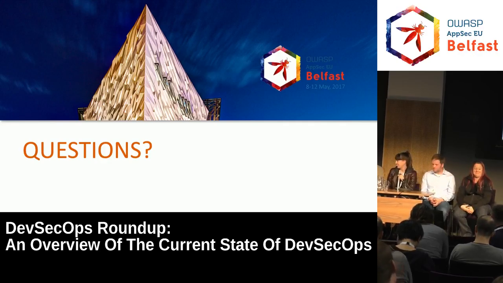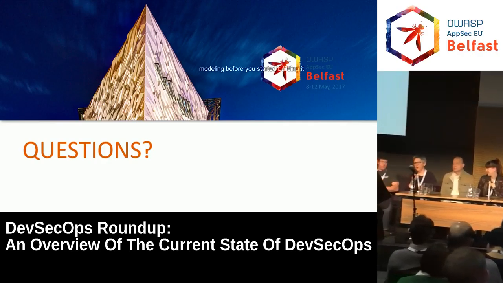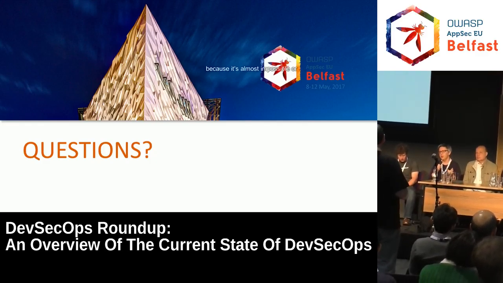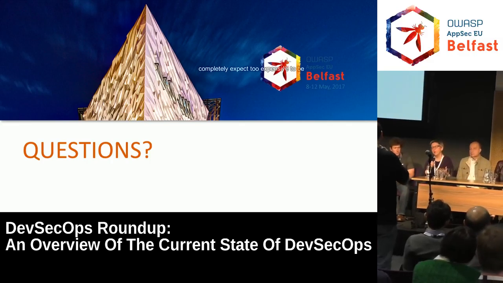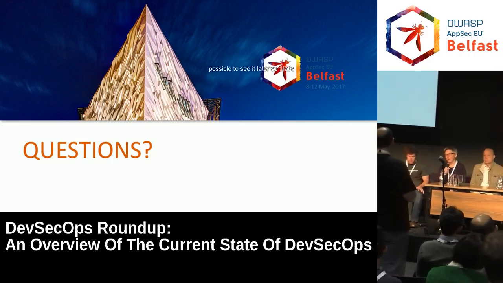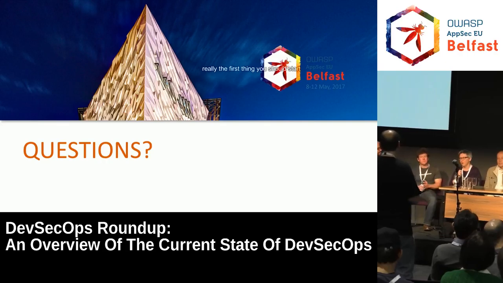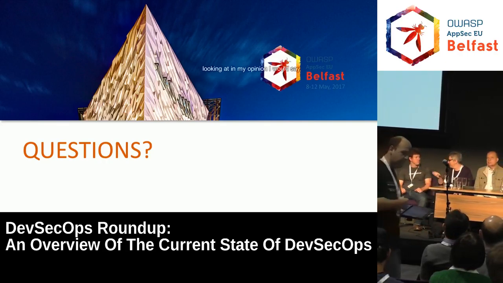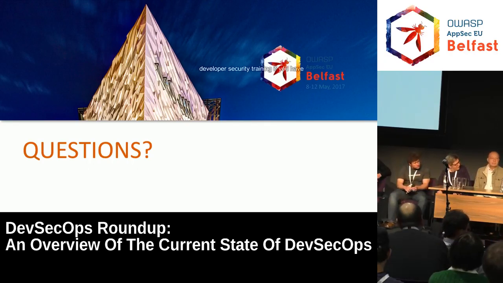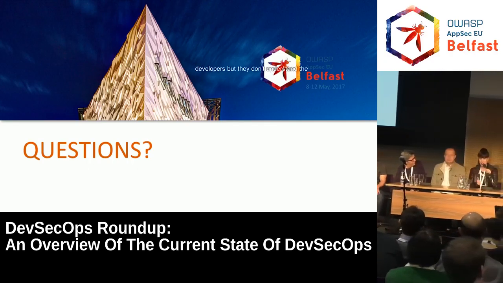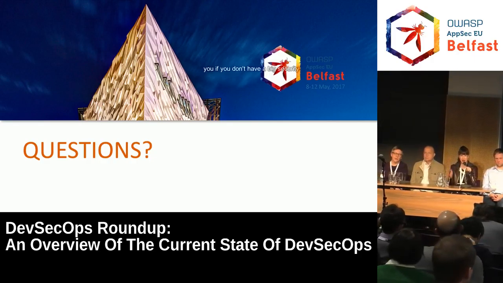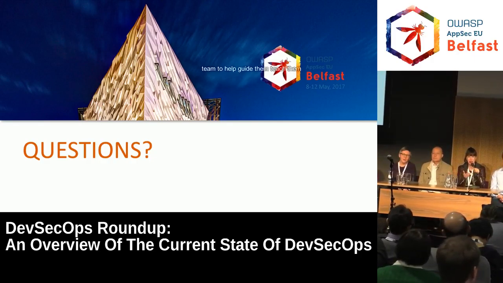Can I first of all plug threat modeling? Before you start building it, you need to think about design aspects, because it's almost impossible, or too expensive, to fix later. So that should be the first thing you look at, in my opinion. I would say developer security training. If you have a bunch of developers who are awesome developers but don't understand the security aspect, then how can they build it? If you don't have a big security team to help guide and teach them.